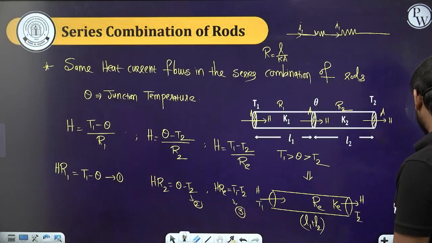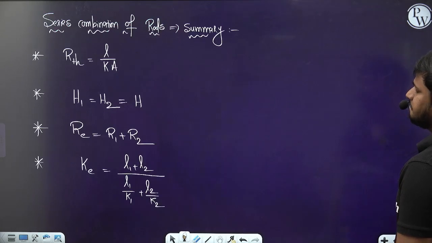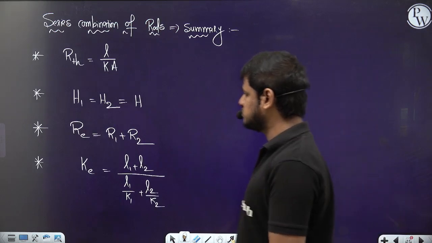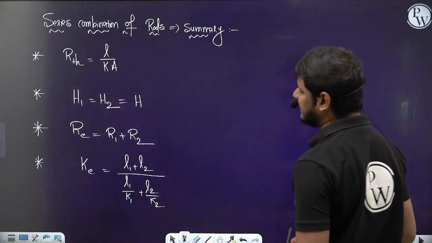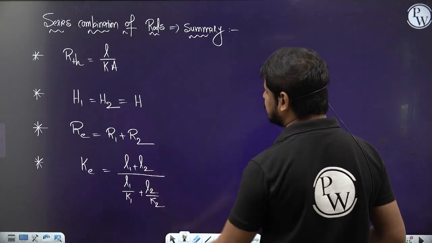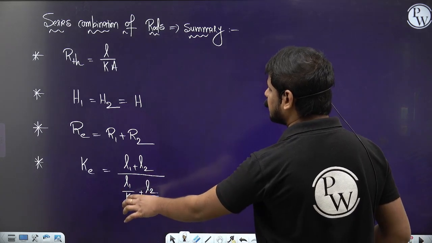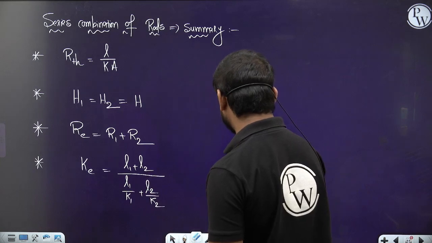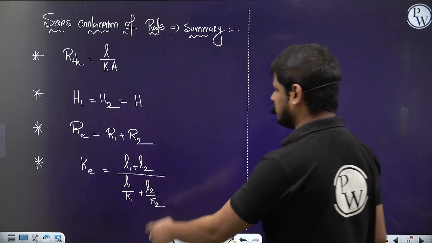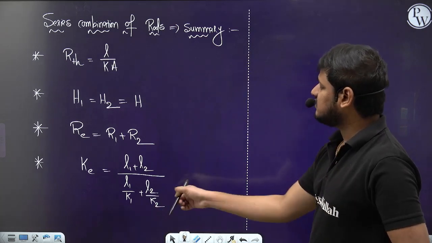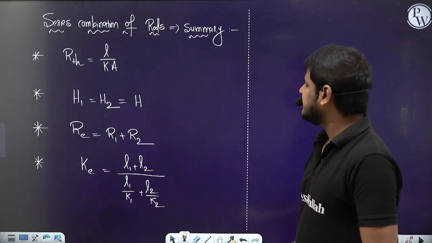Is everyone clear with the calculations? Just note it down. Sometimes they might ask a standard result: if the two conductors which are in the series combination have, let's say, the same length.